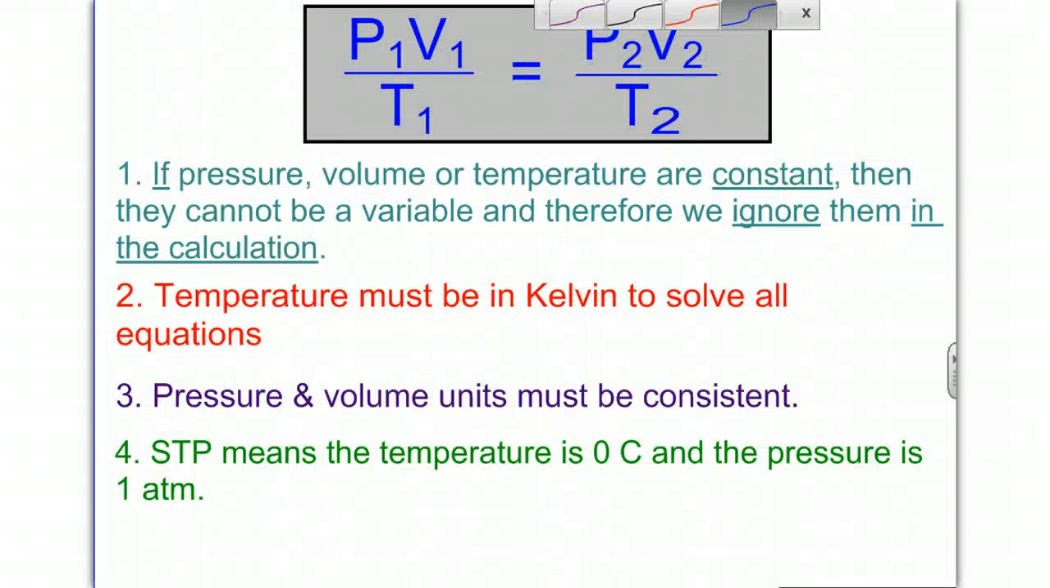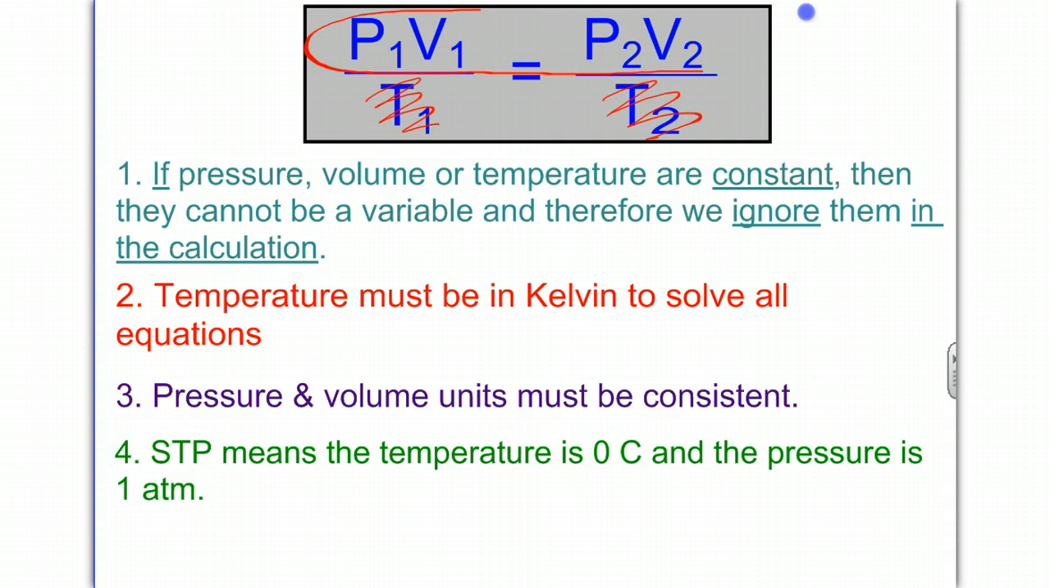So, for example, if you were told that the temperature is constant, then we would ignore temperature, and our equation would then be P1 times V1 equals P2 times V2. Another example would be if you were told that the pressure is constant, then we would ignore the pressure, and your new equation would become V1 divided by T1 equals V2 divided by T2. If none of the variables are constant, then you will use the entire equation as it is.